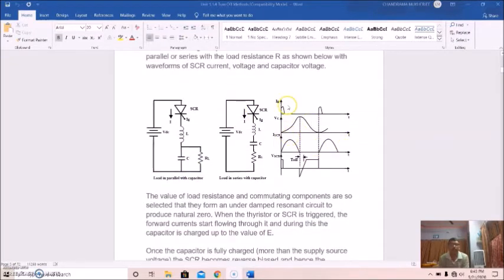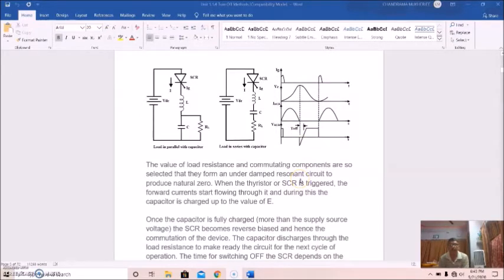Here we are seeing the waveforms: the capacitor voltage waveform, this is the gate current, this is the thyristor current, and this is the thyristor voltage. This is the turn-off time of the SCR, because this reverse voltage is required to make the thyristor current zero. So this time is called the turn-off time.